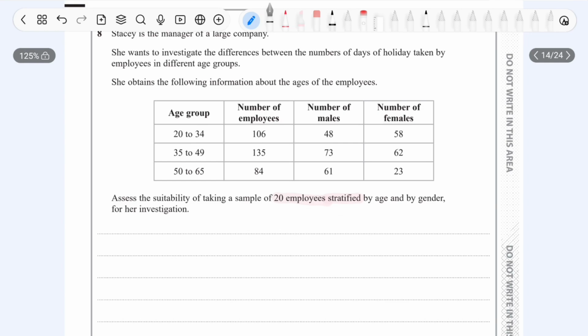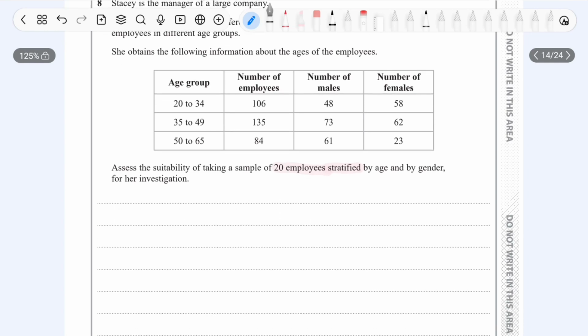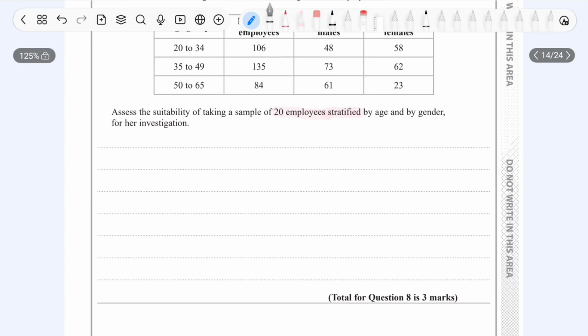Well, we can kind of see that there are a large number of employees here in total, somewhere roughly around the 300 mark. So if you're taking a sample of 20, the sample size is a bit too small, so we could write that as the point.